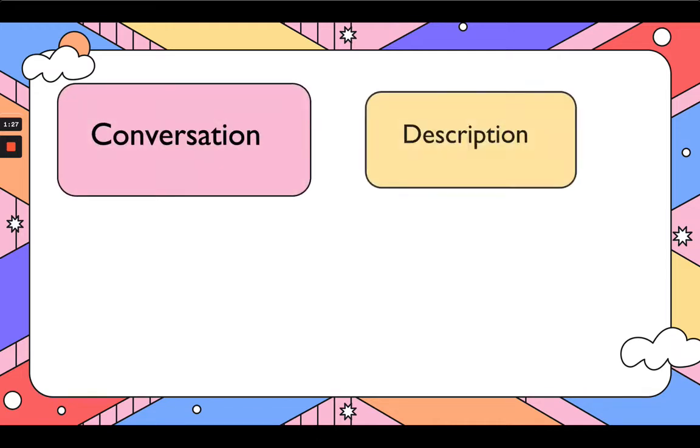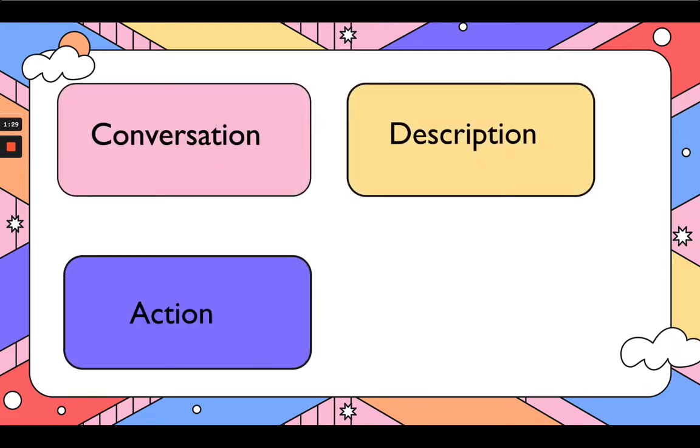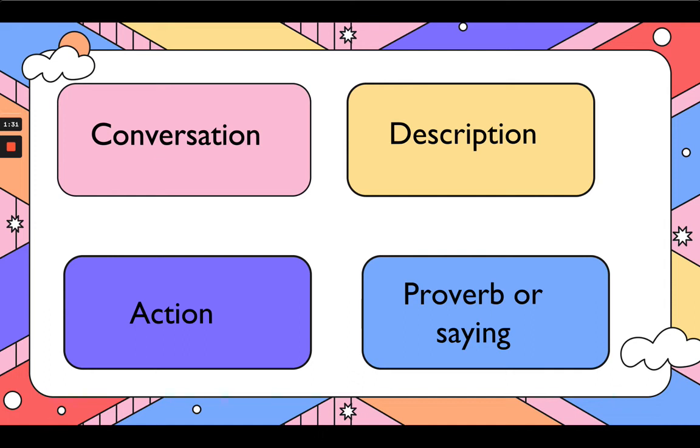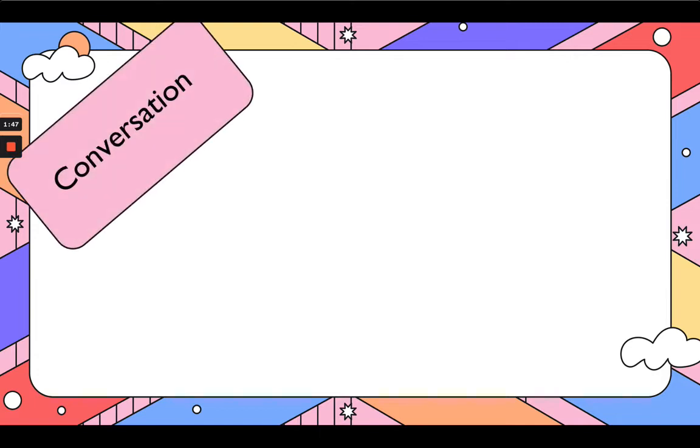There are many ways to write an interesting introduction, but here are 4 of them. Conversation, description, action, and a proverb or saying. I'm going to show you how you can start a story with each one. I will not write the entire introduction, but I will write the first few lines so that you can see how different it is from our first boring example. First up, conversation.